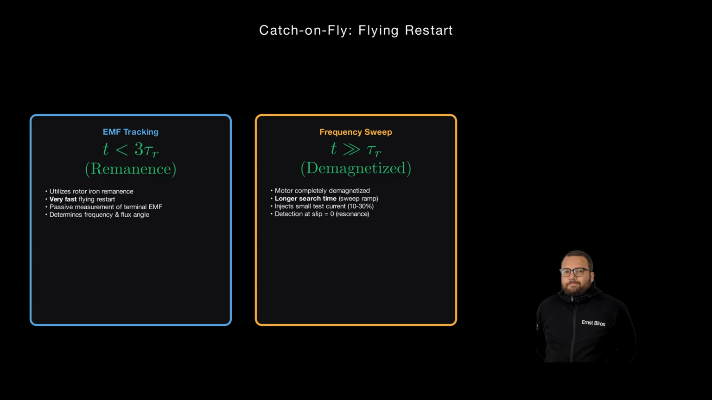If the field has already completely decayed, the slower frequency sweep is used. Here, a small test current is injected and the speed is actively identified via the voltage drop.